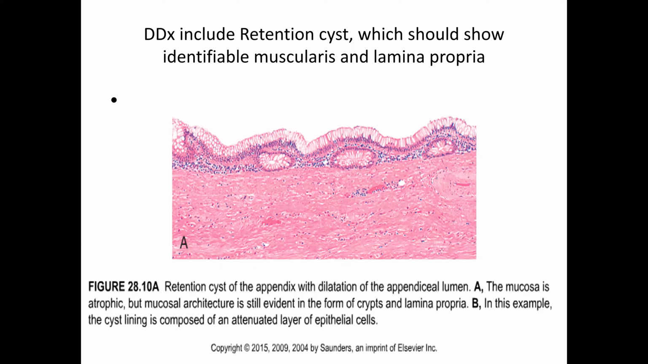Now, the differential diagnosis of this lesion can include a retention cyst, which should have both an identifiable muscularis mucosa and some degree of lamina propria. And so here you see that. There's a lot of mucin in these cells, but we still have a little bit of lamina propria, and here's the muscularis here. So it would not qualify.